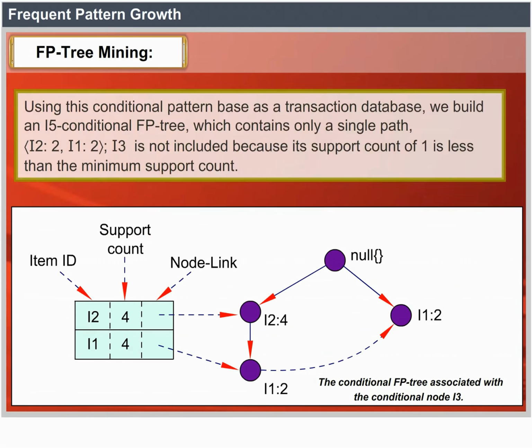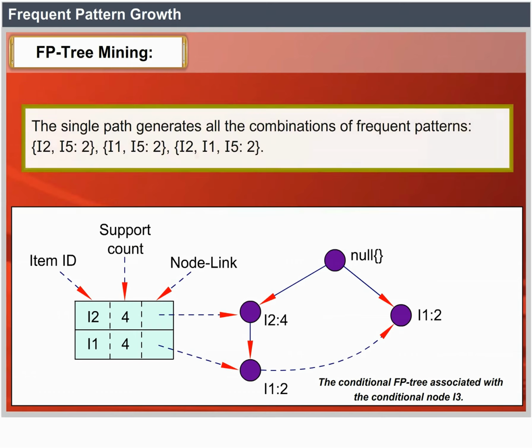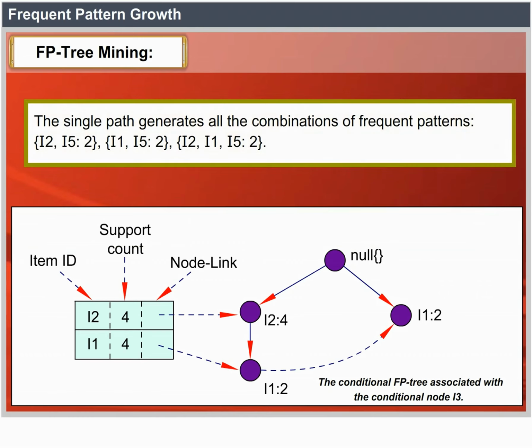Using this conditional pattern base as a transaction database, we build an I5 conditional FP tree which contains only a single path, I2 support count 2, I1 support count 2. I3 is not included because its support count of 1 is less than the minimum support count. The single path generates all the combinations of frequent patterns, I2, I5 support count 2, I1, I5 support count 2, I2, I1, I5 support count 2.